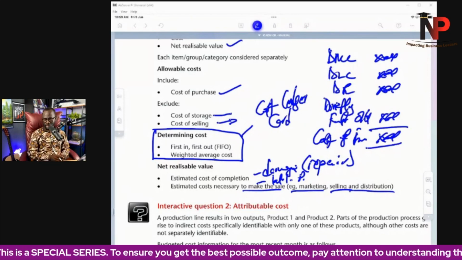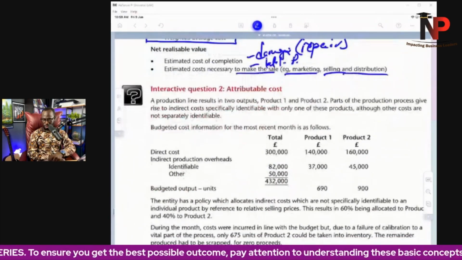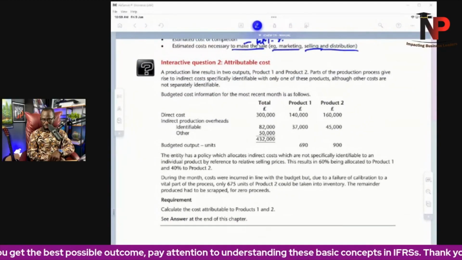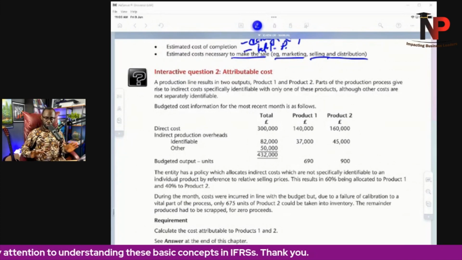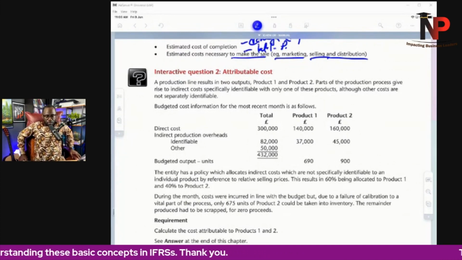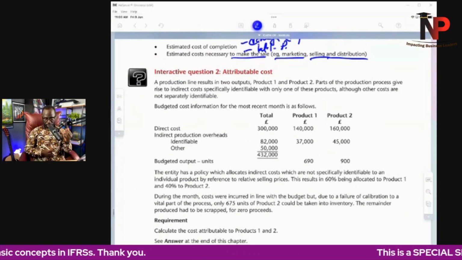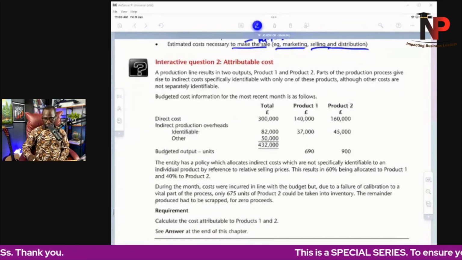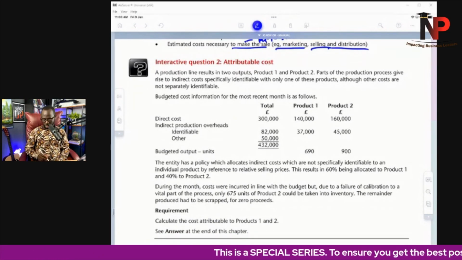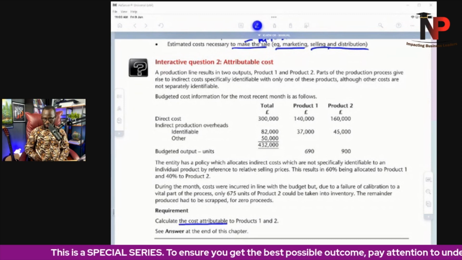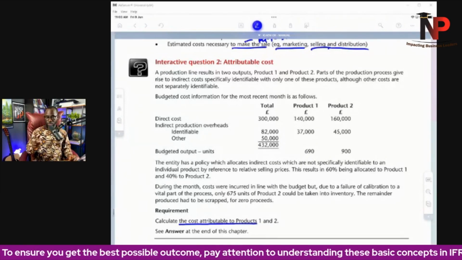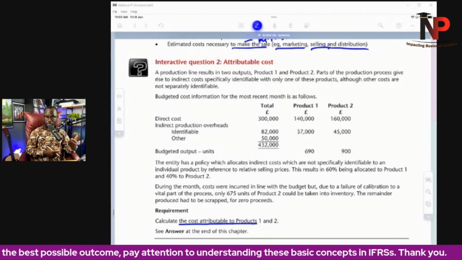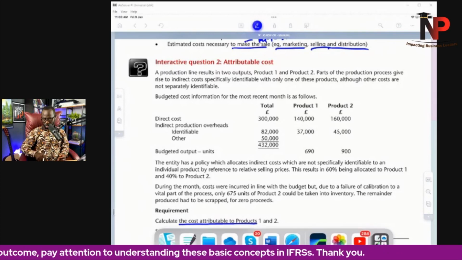But let's get excited to look at an illustrative question here about how inventories can be valued. Very sweet, simple question here. We want to look at it and see how inventories can be valued. So let's see. The requirement here is to calculate the cost attributable to products 1 and 2. Calculate the cost attributable to products 1 and 2. So let's see what we got here.